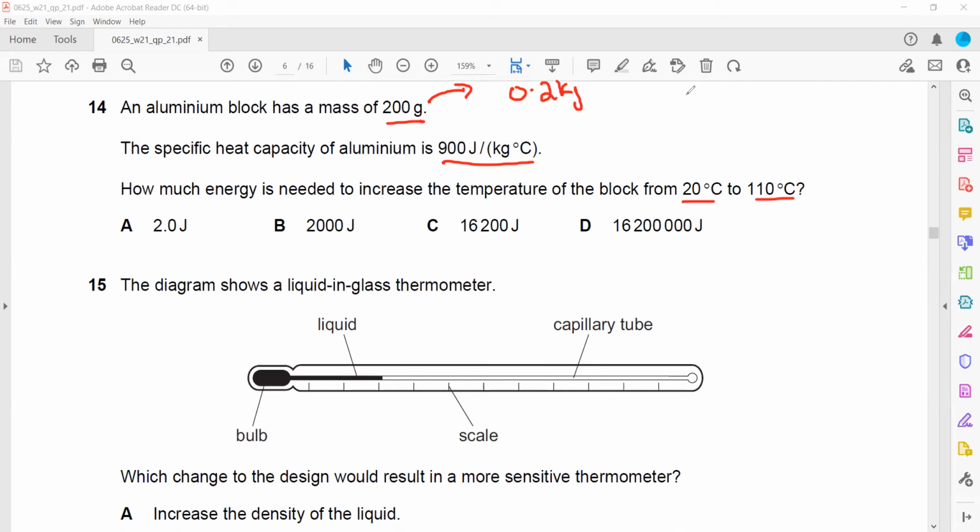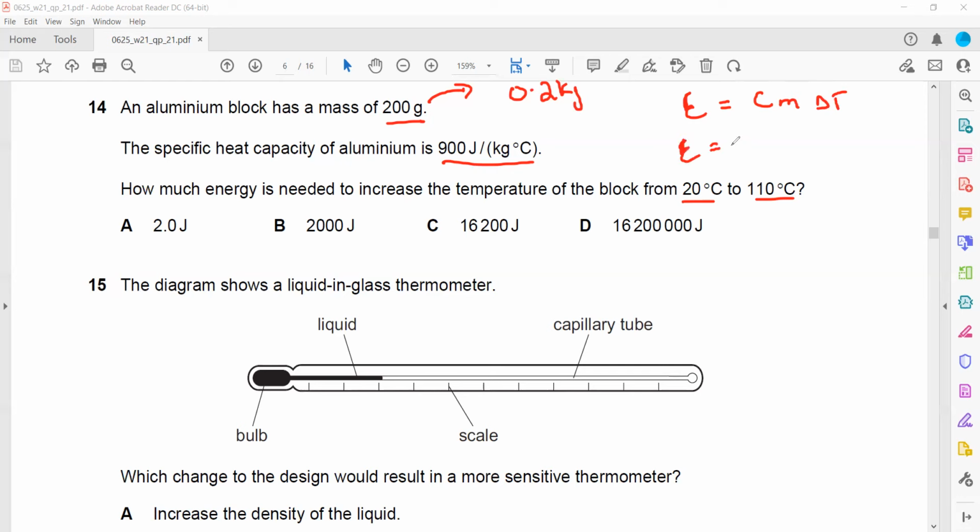The formula used whenever there is a change in temperature is E equals c m delta T. If there is a change in state, E equals m into Lf, latent heat of fusion, or m into Lv, latent heat of vaporization. So whenever there is a change in state, E equals m Lf or m Lv. But if there is a change in temperature, E equals c m delta T.